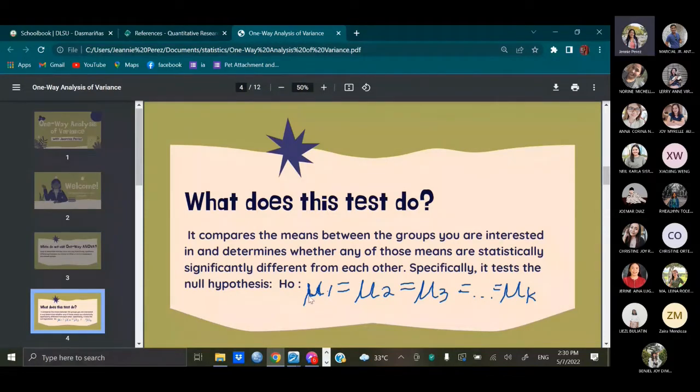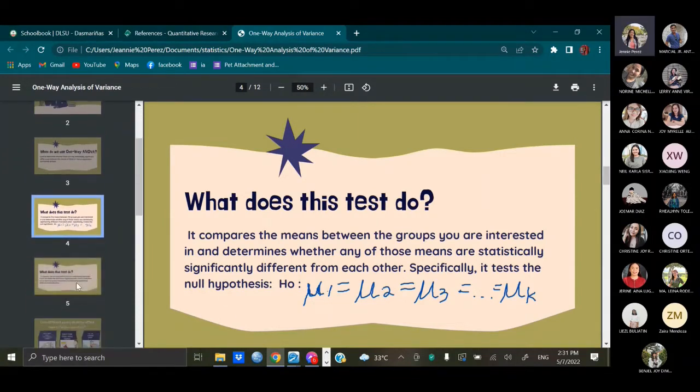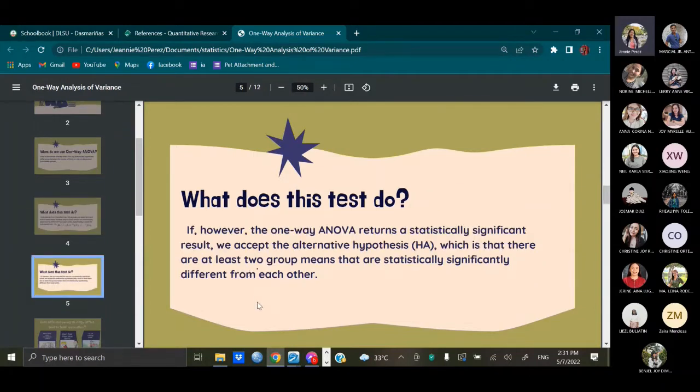The mean of group 1 is equal to the mean of group 2 is equal to the mean of group 3, up to however many groups you have. So this is the mathematical equation of your null hypothesis. Your alternative hypothesis, however, says that at least two group means are statistically significantly different from each other.